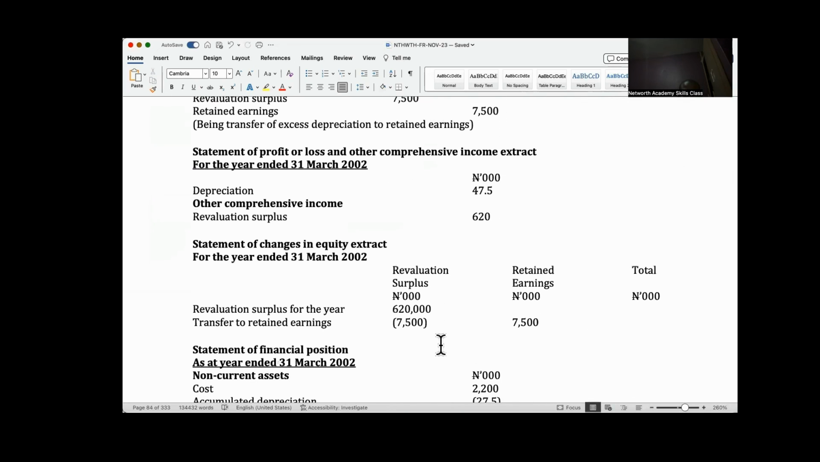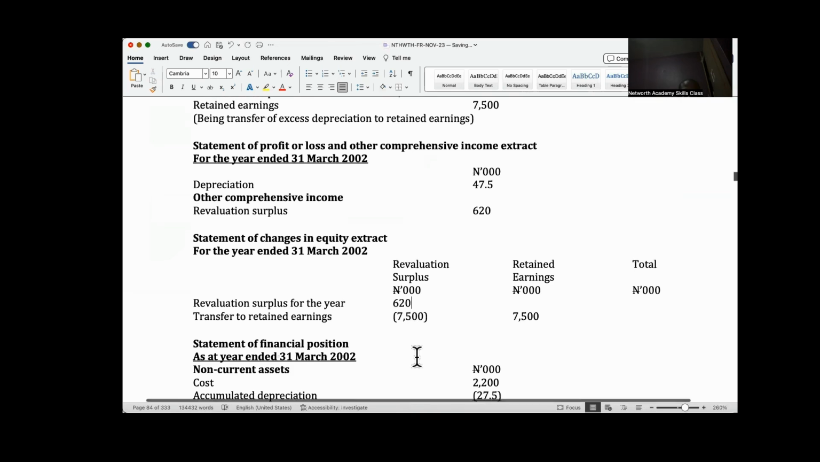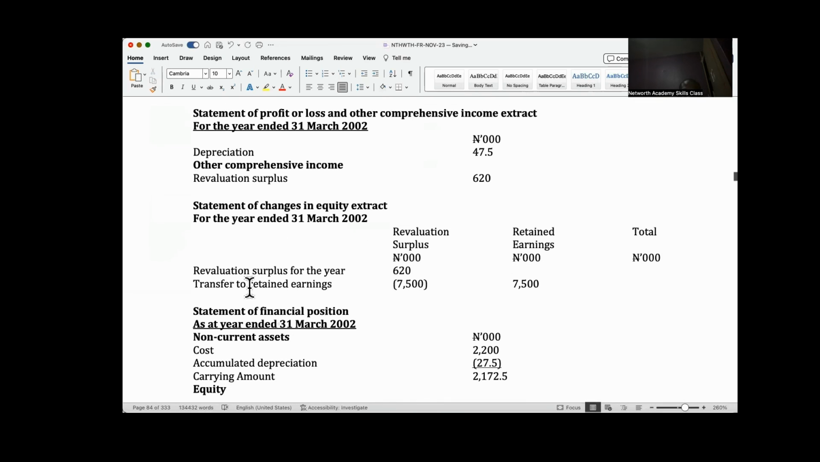Okay. If it's like this, then this should not be here. It's actually 620. Then I transferred to retained earnings. So I removed 7.5 and I put it here. Since I'm not putting the total, let me just remove it. So that gives me my statement of changes in equity.